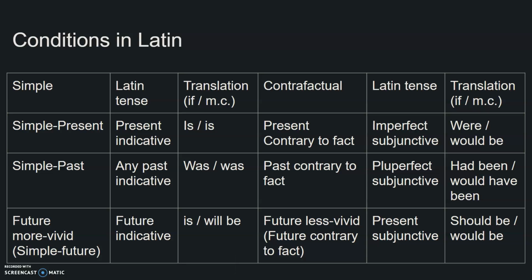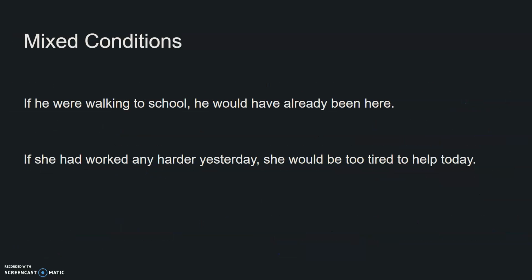So, let's look at what mixed conditions could even mean. Here's a couple examples in English to give us an idea. We'll talk through them really quickly and talk through what Latin tenses and moods we would need. Number one: if he were walking to school, he would have already been here. First thing, get in the habit of always doing this. Look in the main clause of the sentence, is there a would? If we have would here, it's going to be contrafactual, which means we're using subjunctives. We're in contrafactuals. As soon as we see that, we have to ask, what time are these actions occurring?